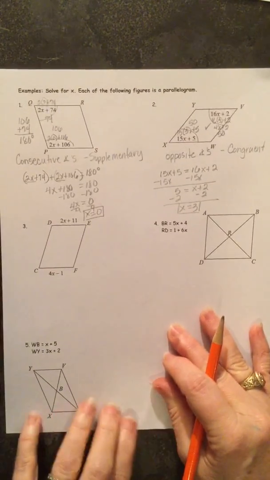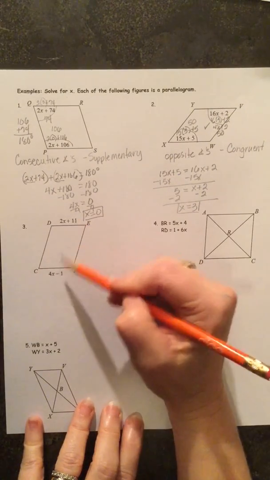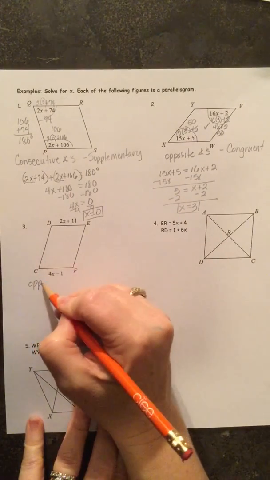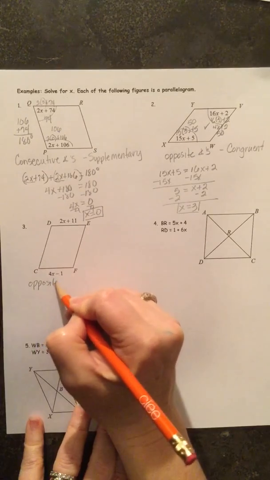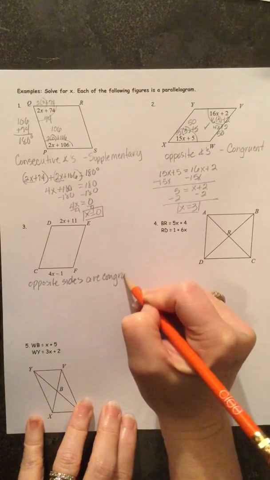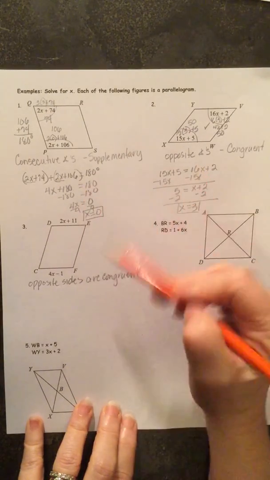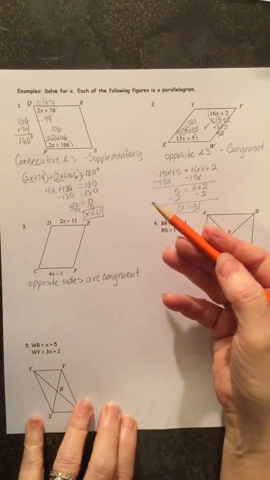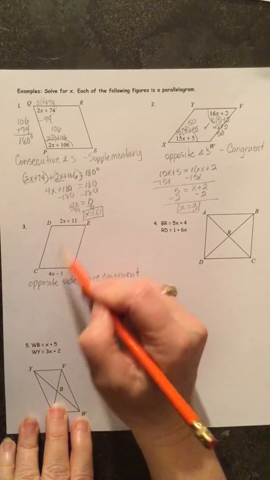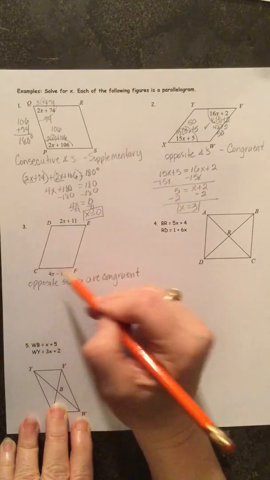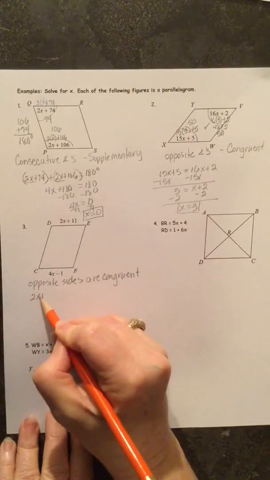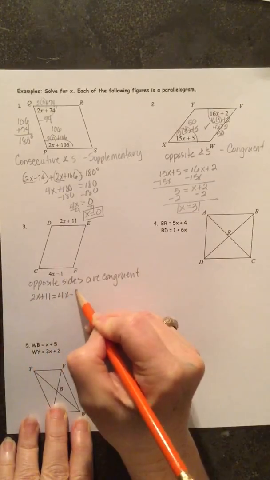All right, let's look at example 3. Here we're looking at opposite sides. We know that one of the properties of my parallelograms says that opposite sides are congruent. It really helps that we're writing these properties down to get them into our mind so that we can work our problems with ease later on. Here, we've got DE is opposite CF. Therefore, I'm going to set them equal to each other. 2x plus 11 is equal to 4x minus 1.